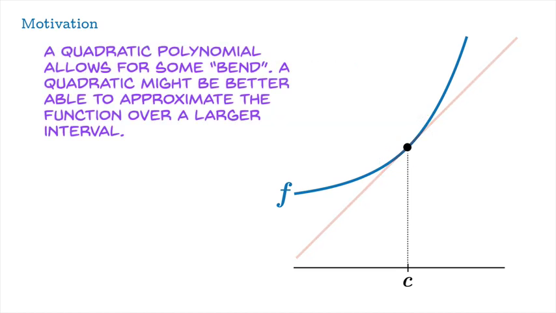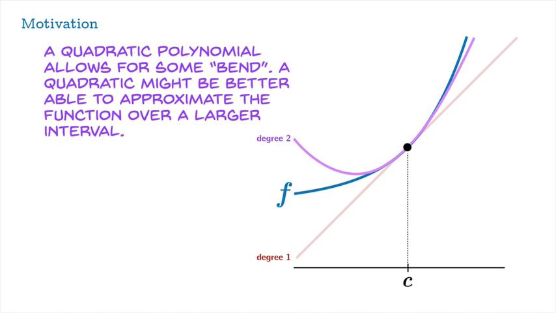So now a quadratic polynomial allows for some bend as opposed to a linear function. So a quadratic might be better able to approximate the function over a larger interval. If you allow some bend, maybe you can get this thing to look really good for more arguments than the linear approximation was able to do. So we could call this a degree 2 approximation, and the linear approximation was degree 1.